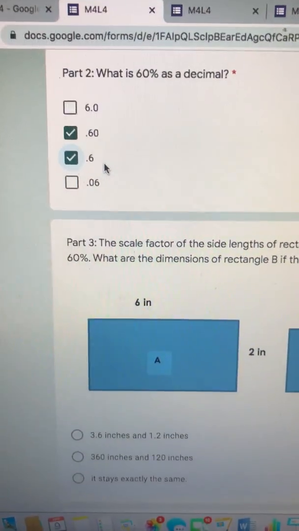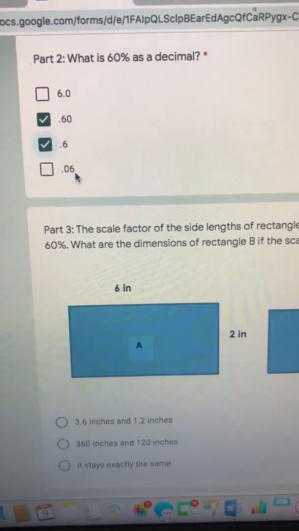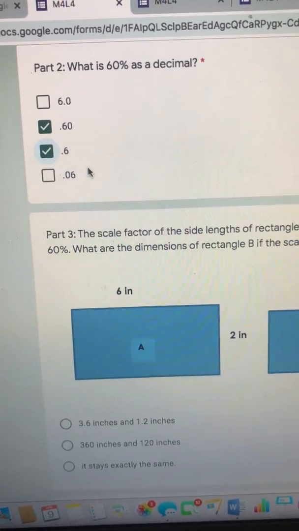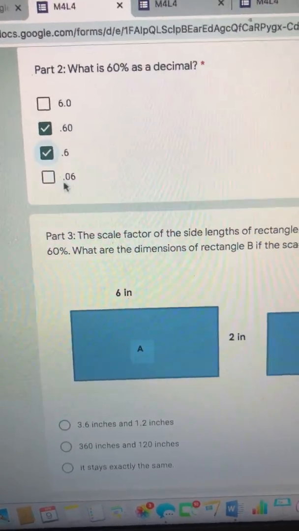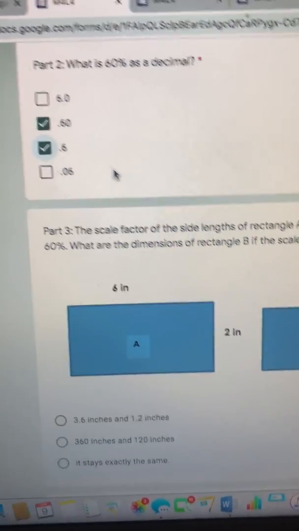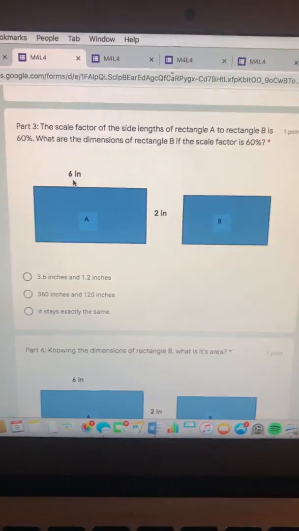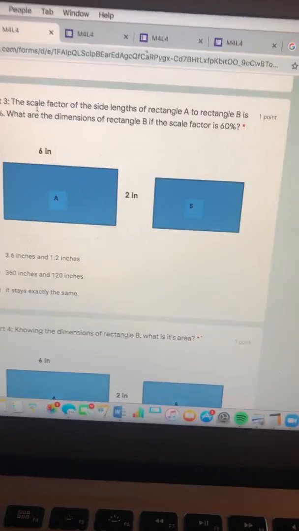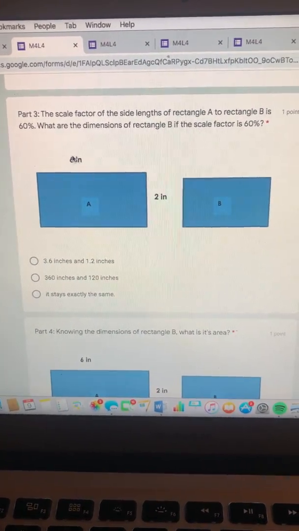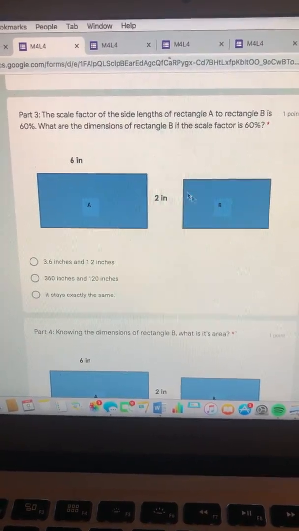We know this from class before. It is not 6 hundredths. 0.06 is 6 hundredths. That is actually 6%. So do not press this button. Okay, now, moving on. What I said was, if I want to find the dimensions of rectangle B, we have to find out what's 60% of 6 and 60% of 2.